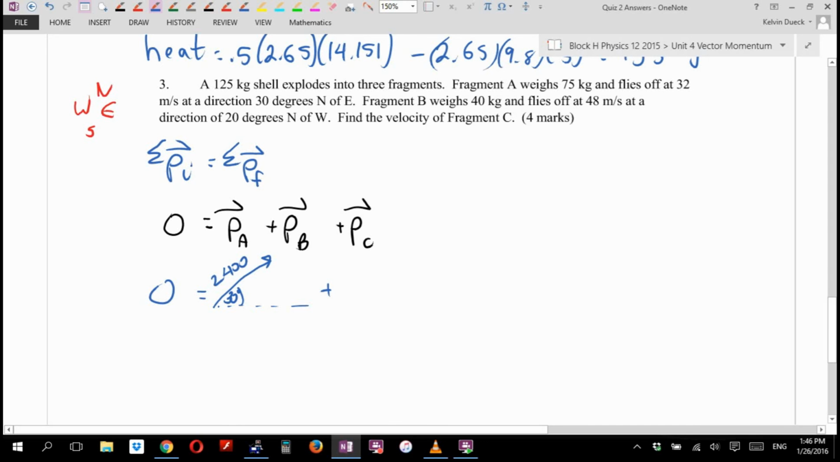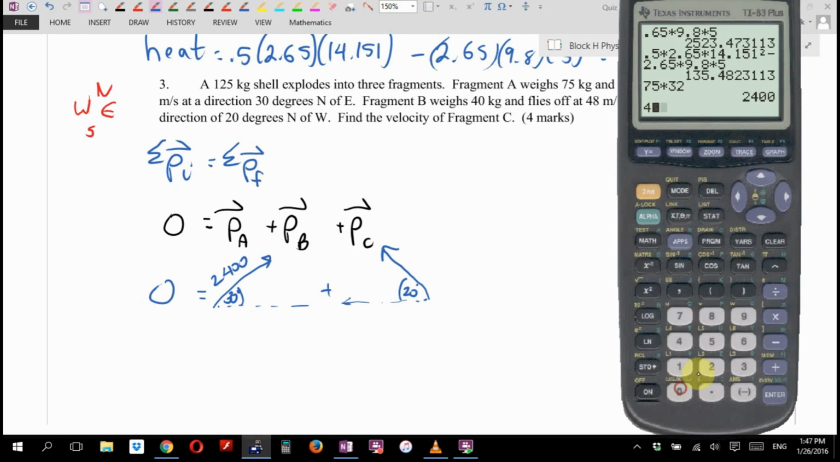Plus piece B. What direction does piece B fly? 20 degrees north of what? What am I going to draw first? West. What of west? North. How many degrees? 20. It's going to look like that. Okay, how big is that one? 40 times 48. 1920?